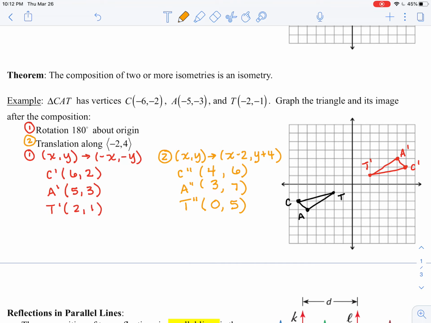Graph this triangle now. And as you can see, all 3 triangles, our pre-image, its image, and then our final figure are all congruent. So the composition of our rotation and our translation is an isometry.